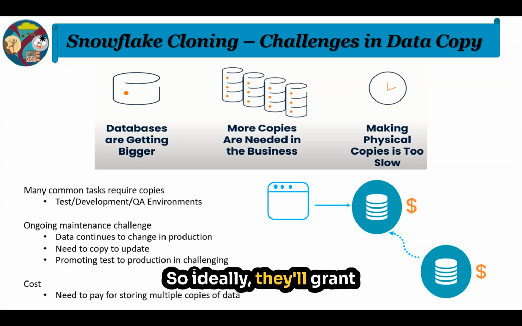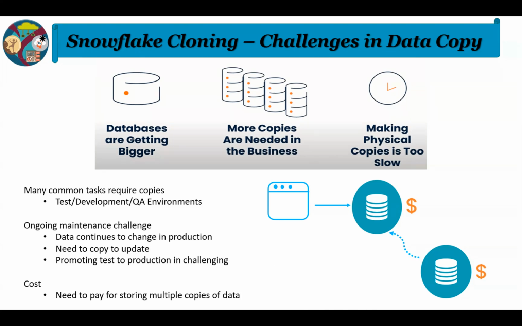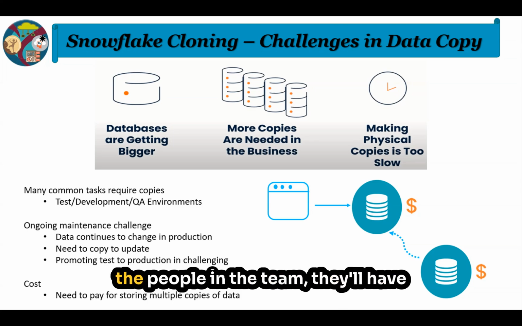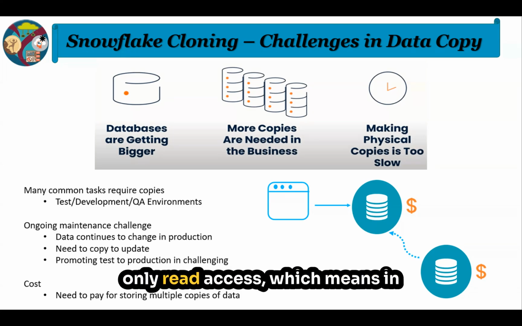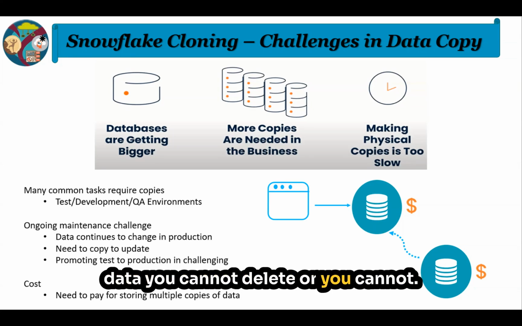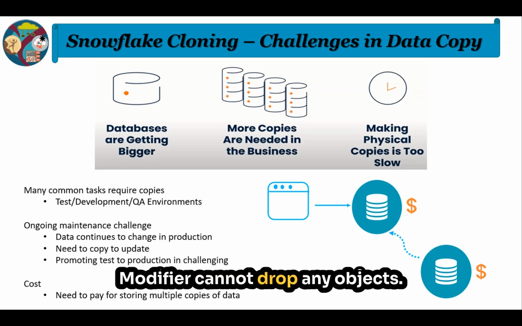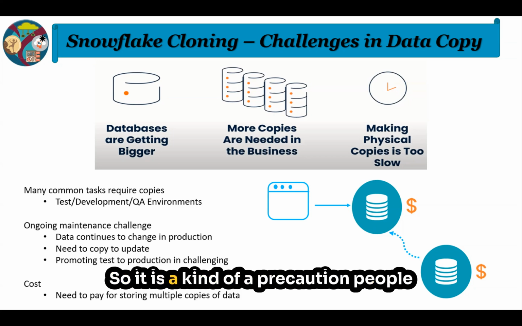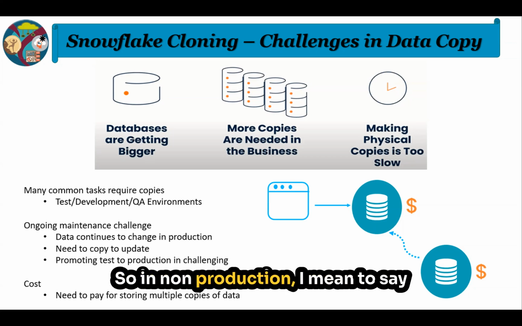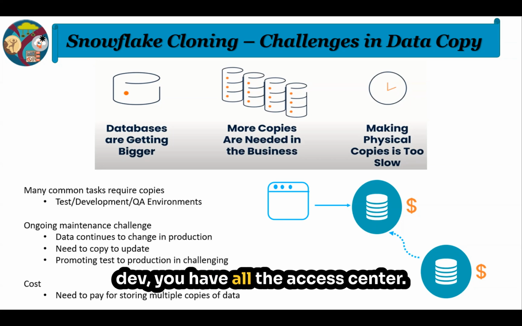Ideally they'll grant only read permission. Only very few people will have admin access, who can do whatever they want with the production data, and the rest of the people in the team will have only read access, which means in production you can only select the data; you cannot delete, modify, or drop any objects. It is a precaution people take in real-time projects. In non-production, that is dev, you have all the access.